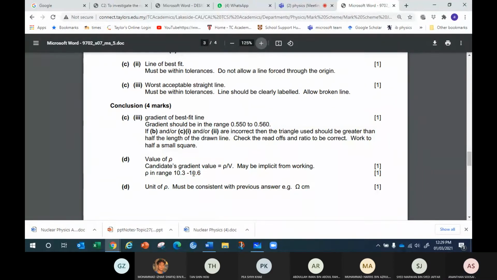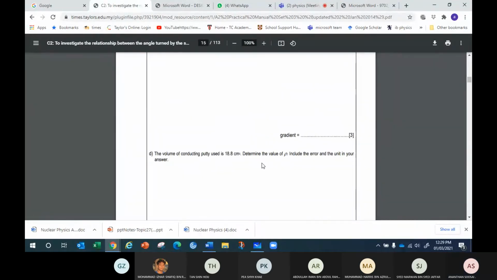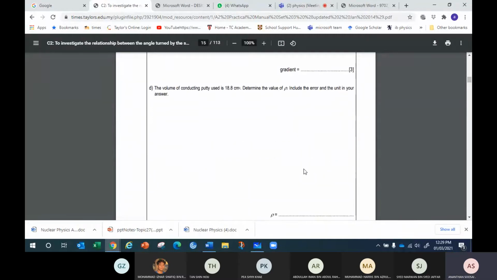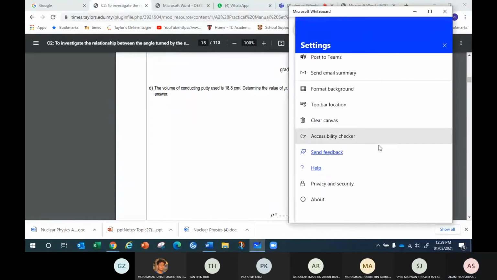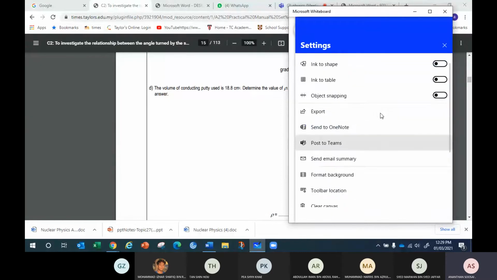Do they want uncertainty with the answer? Get the value, include the errors. So you need to calculate the errors. How do you calculate the errors? For density, what method do you use? Density equals what?